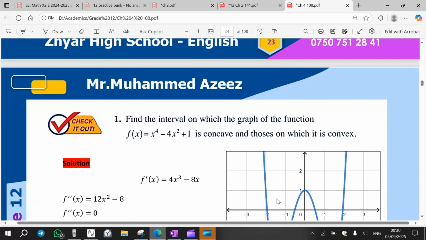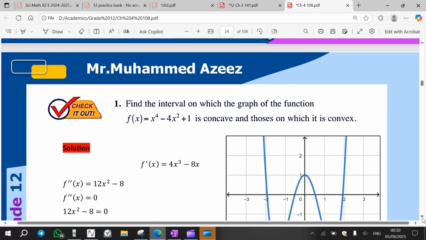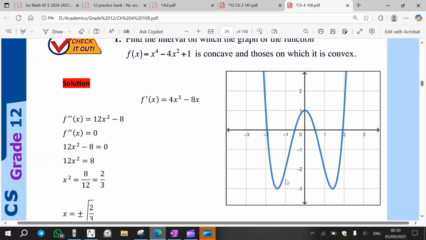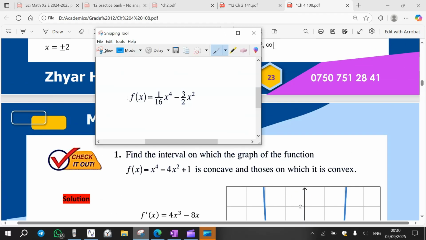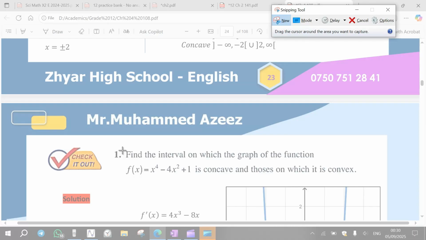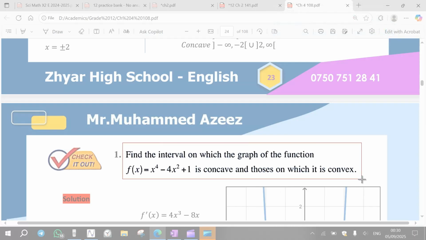Let's solve another example. This is x power 4, and you know x power 4 has a W shape. W shape has two pieces of concave and one piece of convex. Let's find the intervals precisely. Let's take the example to the notebook and solve it.